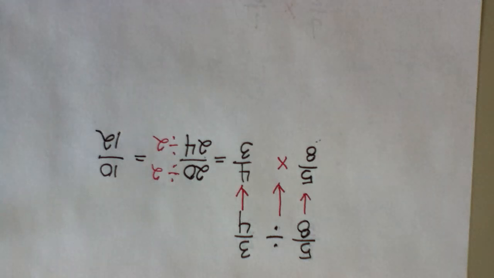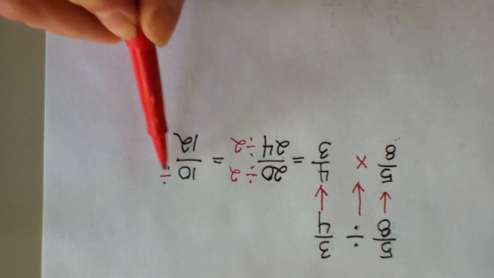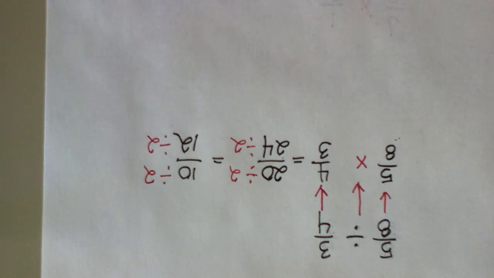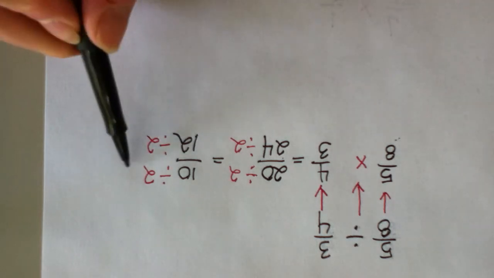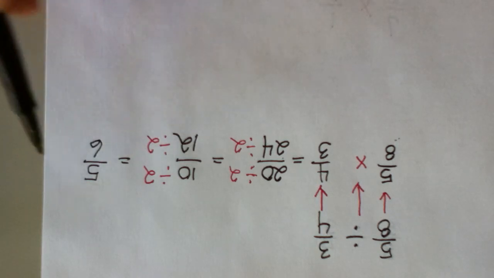And we repeat that process. Is there any number that both 10 and 12 can be divided by? Well, I can divide them both by 2 again. 10 divided by 2 is 5. 12 divided by 2 is 6.